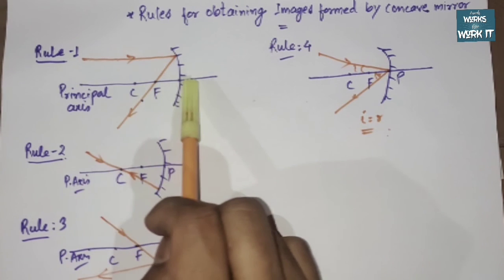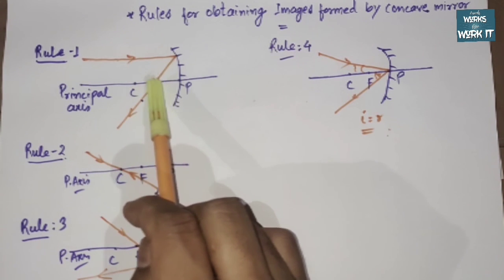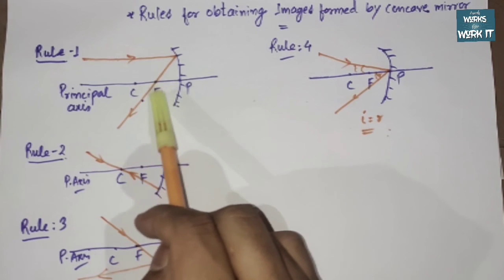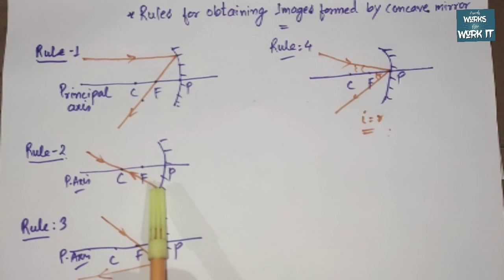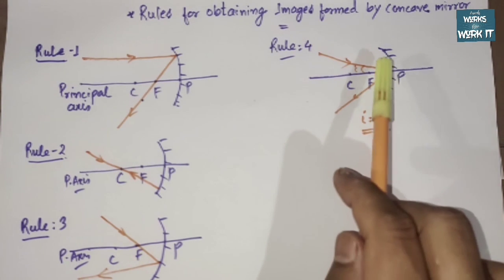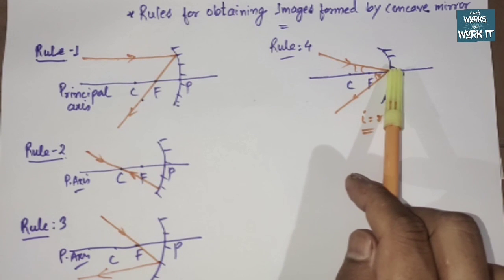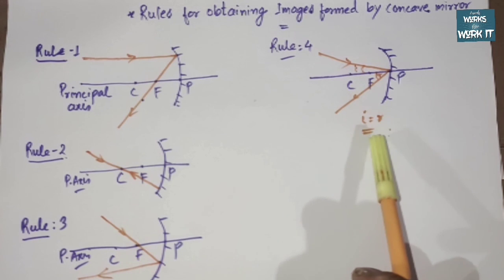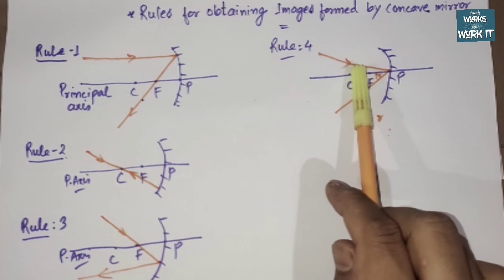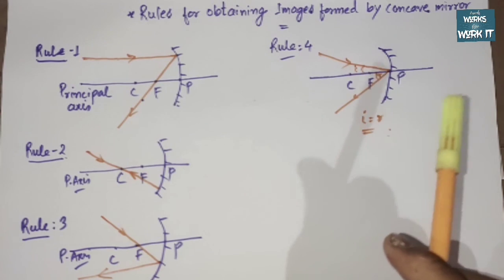Rule 1: when light rays are incident on a concave mirror parallel to the principal axis, after reflection they pass through the principal focus, that is F. Next rule, when light rays are incident through the center of curvature, that is C, after reflection they pass again through the center of curvature. Rule 3 is when light rays are incident through the principal focus, after reflection they pass parallel to the principal axis. And rule 4 is when a light ray is incident at the pole making an angle i, it will be reflected back making an angle r, so that angle i is equal to angle r. So these are all 4 rules.